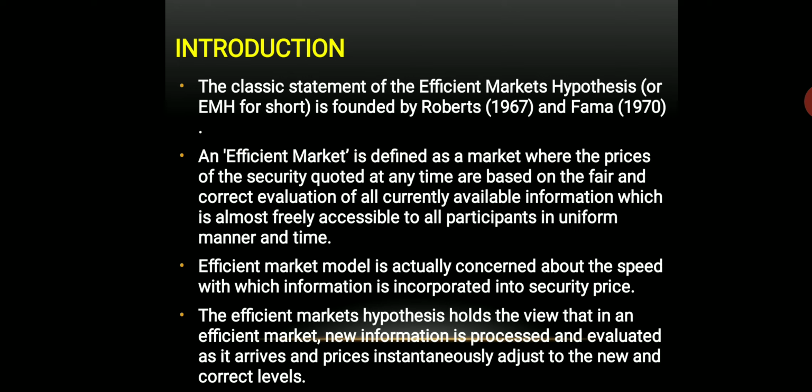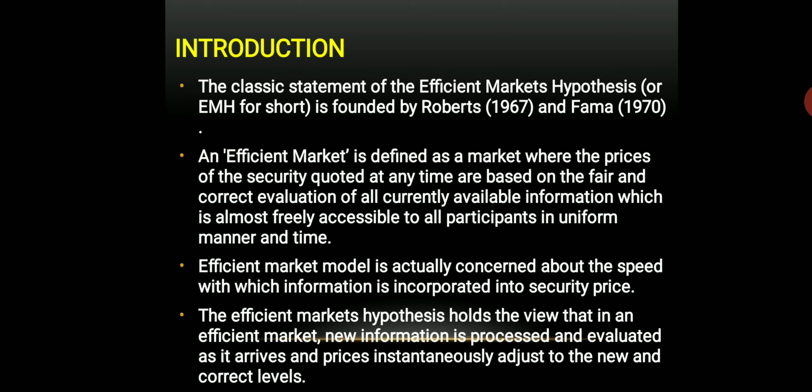This is called efficiency. So the efficient market model is actually concerned about the speed with which information is incorporated into security prices. If information is discounted very fast, this will be a very efficient market. So the efficient market hypothesis holds the view that in an efficient market, new information is processed and evaluated as it arrives, and prices instantaneously adjust to the new and correct levels.